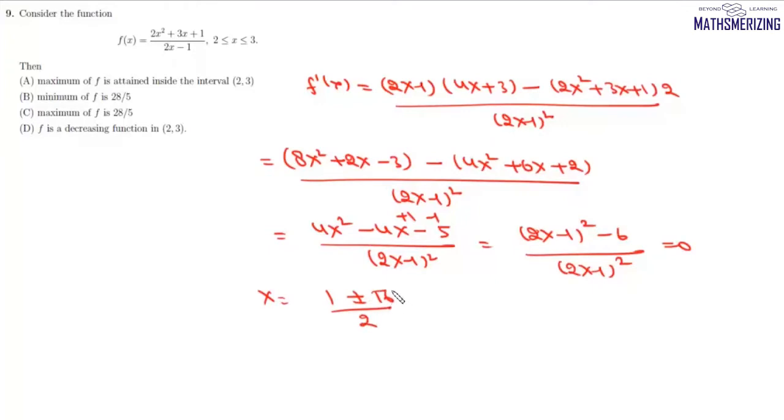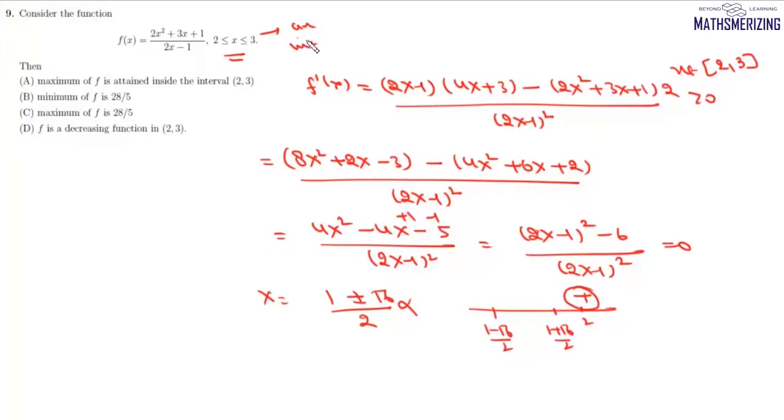Now 1 plus minus root 6 by 2 doesn't lie in this interval. So that means there is no critical point in this interval 2 to 3. And this is 1 minus root 6 by 2 and this is 1 plus root 6 by 2. And here this value will be 2. In this interval, f dash x is greater than 0. So this f dash x is greater than 0 when x belongs to 2 to 3. That means this function f x is an increasing function in this interval.